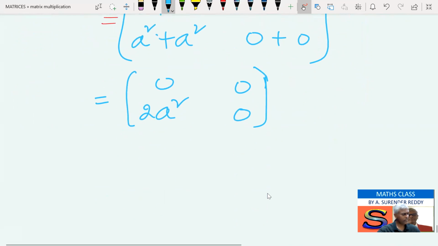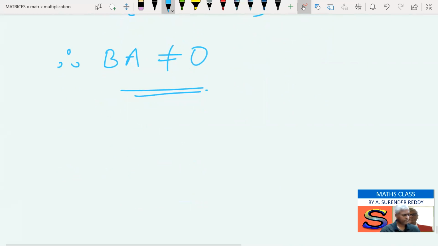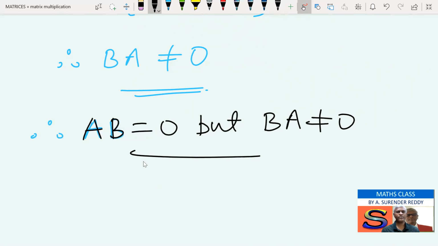You can observe that this is not equal to 0. This is not a 0 matrix. Therefore, BA is not equal to the 0 matrix, but AB is equal to 0. In this case, AB is equal to 0, but BA is not equal to 0.